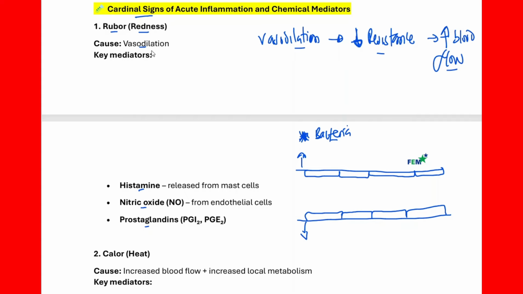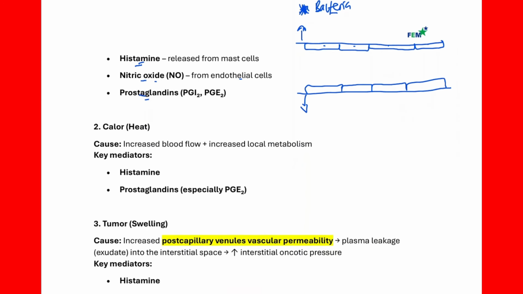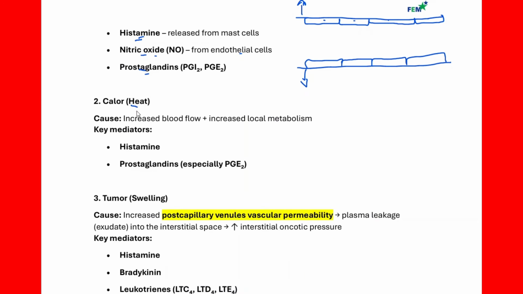And then this arteriolar vasodilation is mediated by histamine that is released from the mast cell. Also nitric oxide that can be produced from these endothelial cells. And then lastly, prostaglandin that could be released from the cell membrane. Remember, the prostaglandin is produced from the arachidonic pathway. And then moving on to the next one. So the next one is going to be calor, which is heat.